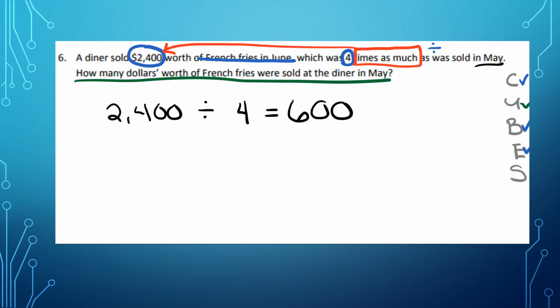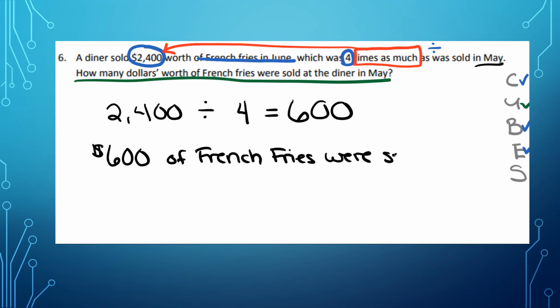They gave me words. I need to give them words back. So how many dollars worth of French fries were sold at the diner in May? $600 of French fries were sold in May. I took the words right from the sentence and put them in my answer. And now I'm done.